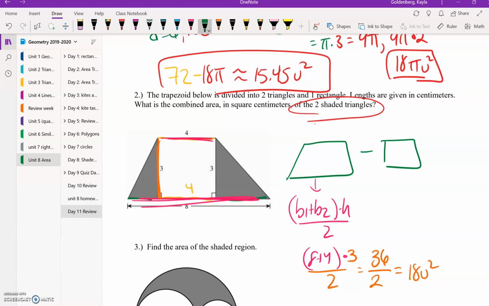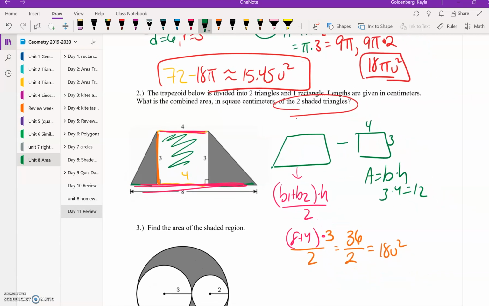Then if I did that little rectangle in the middle, it's going to be 4 by 3. So area is base times height, which is going to give us 12. If we then subtract, right, 18 minus 12, it's going to give us 6 units squared.